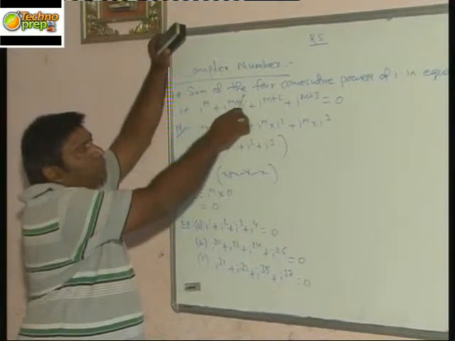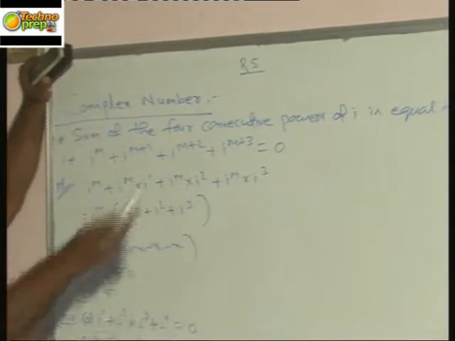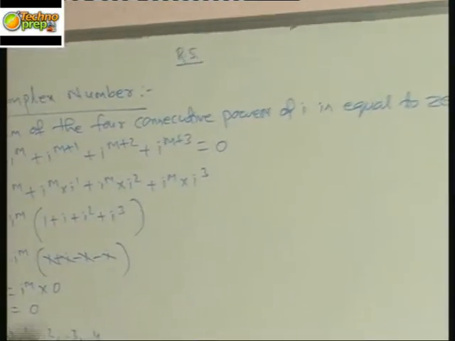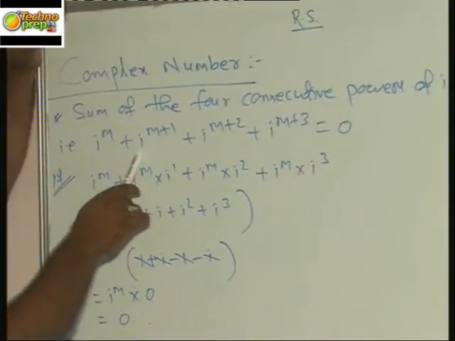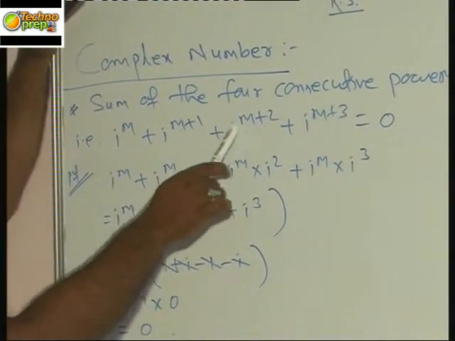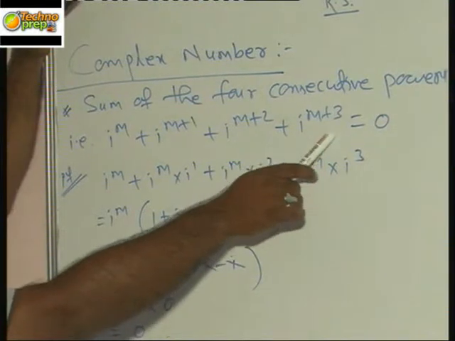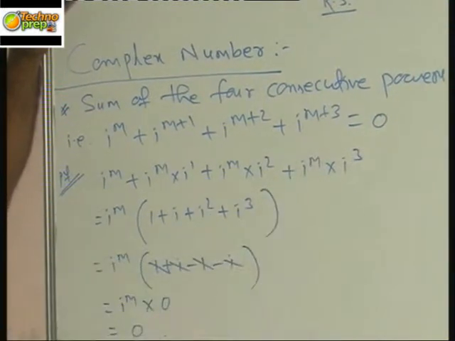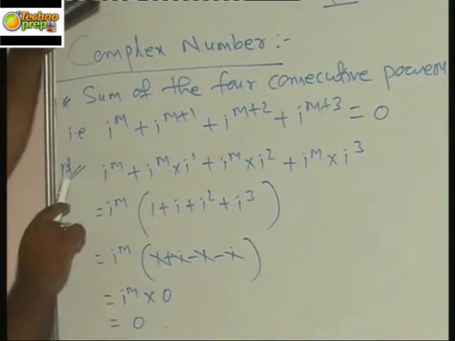The sum of 4 consecutive powers of i is equal to 0. That is, i to the power m, i to the power m plus 1, i to the power m plus 2, i to the power m plus 3. This is equal to 0. Why? That is the proof.